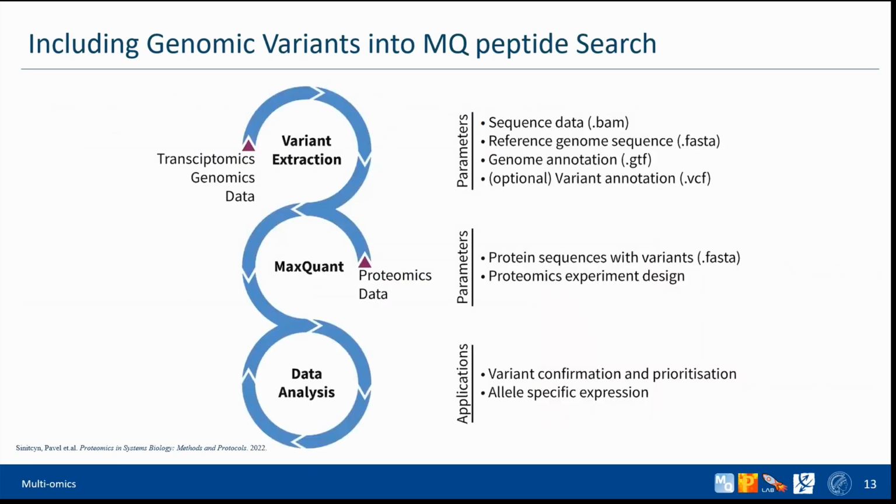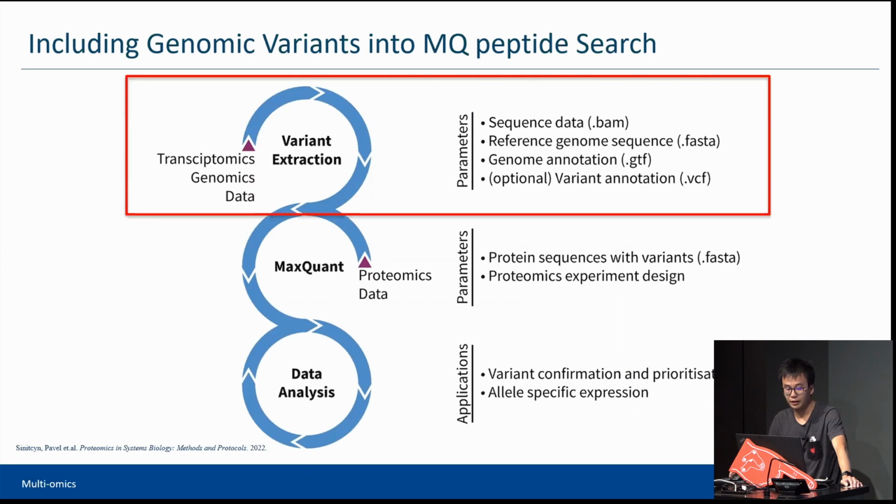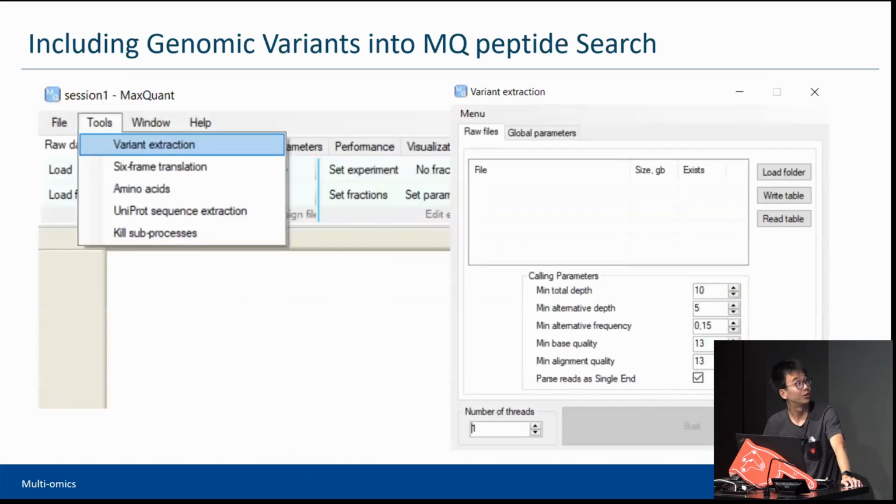So this is the workflow of the new module. The first step is variant extraction. First we read some NGS data. This is a screenshot of the module.